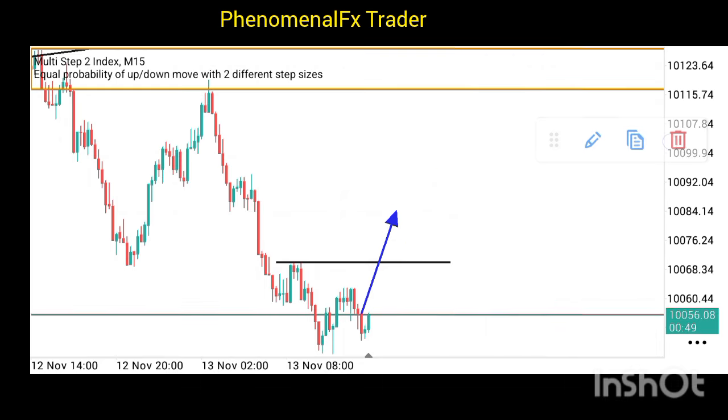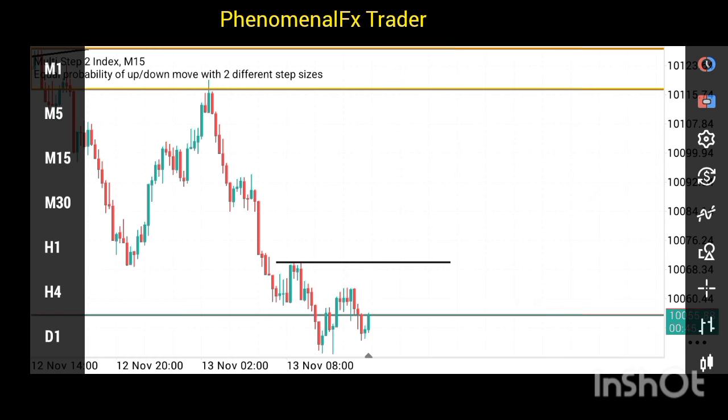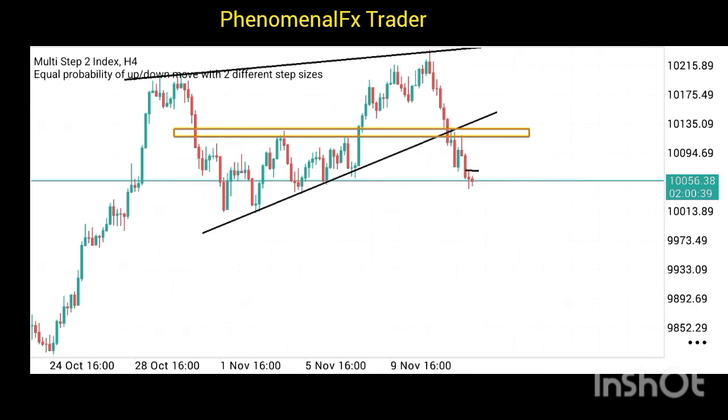Okay, but if the market can just do what I have just sketched here, then you're taking an entry from this zone, you're making some good profit. Okay, you make some good profit. All right, so let's quickly look at another pair.